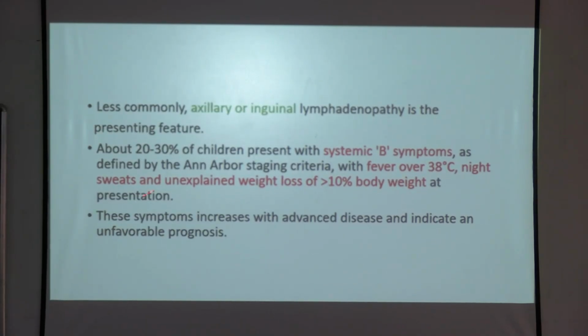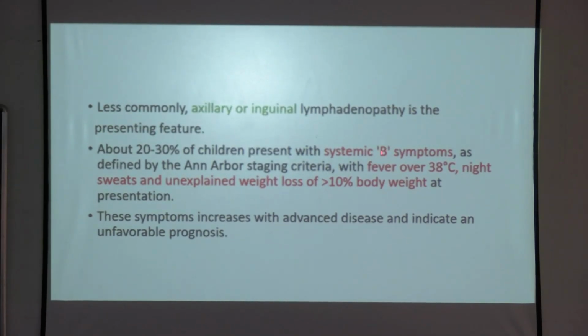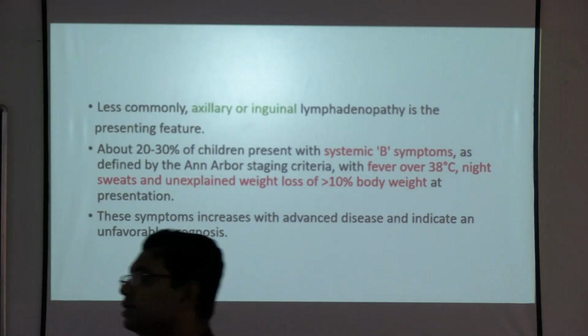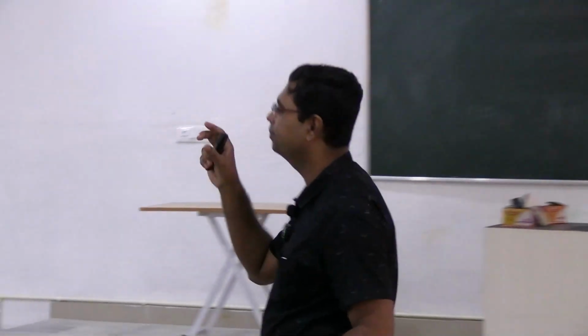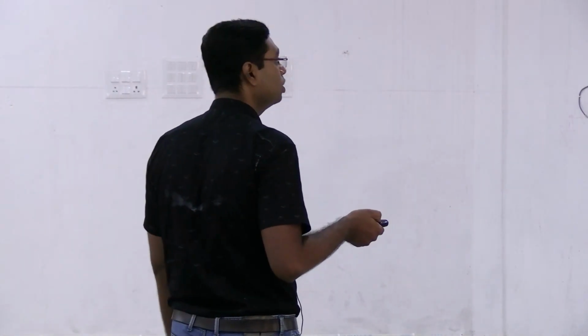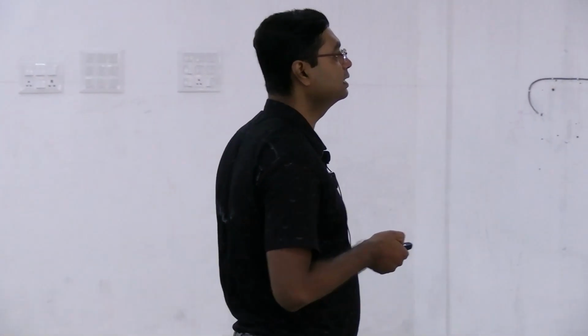So about 20 to 30% of patients present with systemic B symptoms. What are the B symptoms? B stands for, মানে B for bad, এরকম মনে রাখবি। So there are three bad symptoms. One is fever of 38 degrees Celsius, high grade fever, night sweat and unexplained loss of weight are the B symptoms.